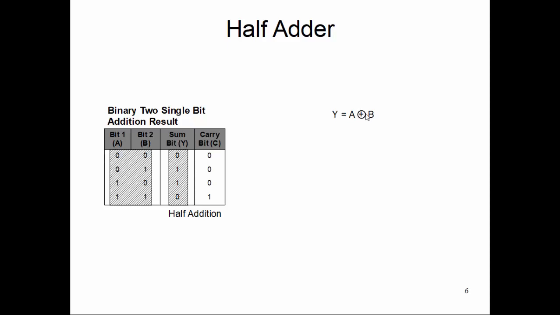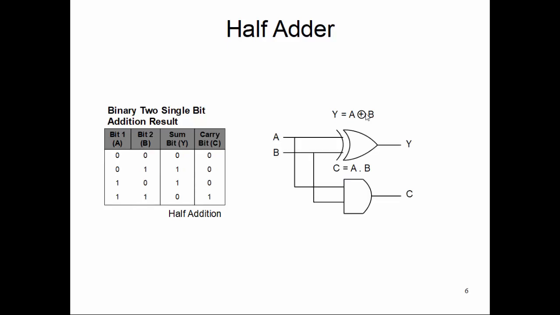So y is a XOR b, and then if you look at the carry c as an output, that's nothing but an AND between a and b, right? So you have a simple one bit half adder circuit here, one XOR gate, another AND gate. That's your half adder.